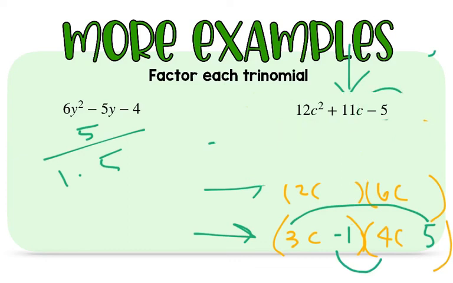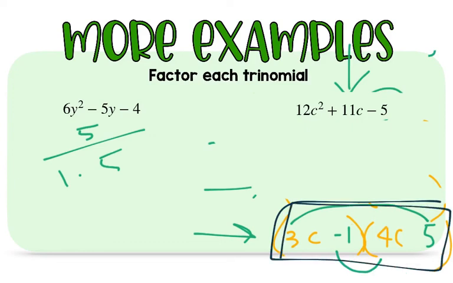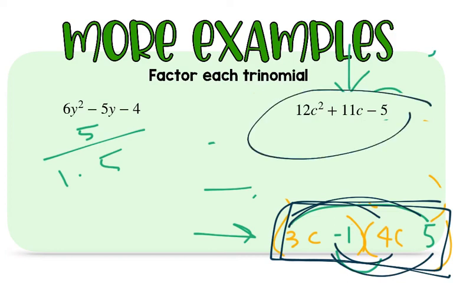So all of this can go away, and I know that this right here is going to be my winning combination. When I factor or FOIL all that out, I get exactly that original trinomial.